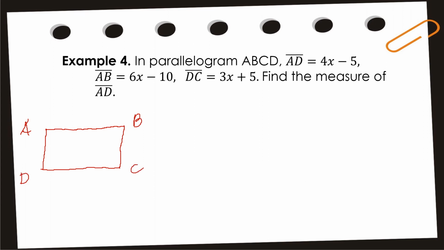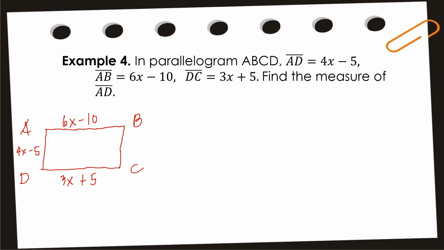According to the problem, AD is equal to 4x minus 5. AB is equal to 6x minus 10. And DC or CD is equal to 3x plus 5. Find the measure of AD. In order to solve for the length of AD, we must first find the value of x. So in order to do that, we need to apply properties of a parallelogram that we have learned a while ago. So in this problem, what property are we going to use or apply?